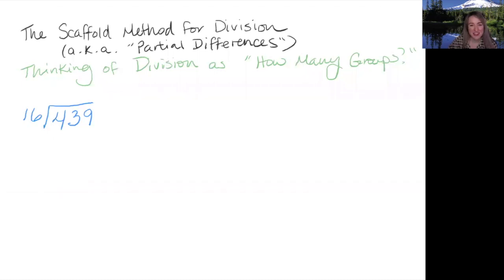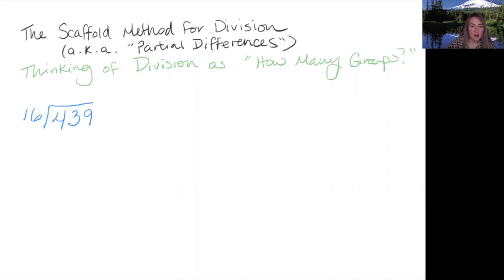Okay, so one of the big ideas in this section is thinking about a method for division called the scaffold method. And I really like this method because there's actually quite a bit of flexibility involved, meaning that you can take the steps that make most sense to you, which isn't always the case in an algorithm. So let's look at this problem.